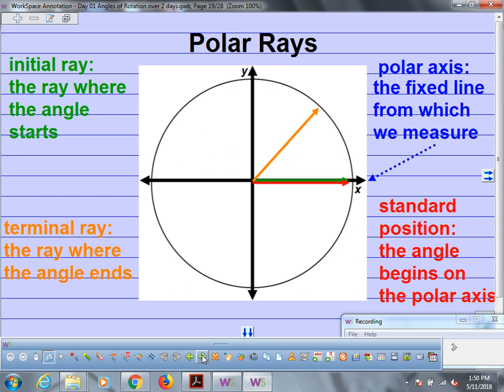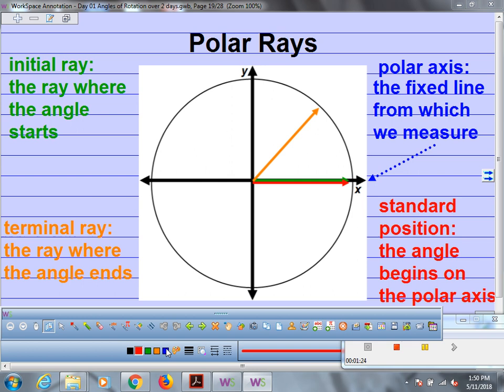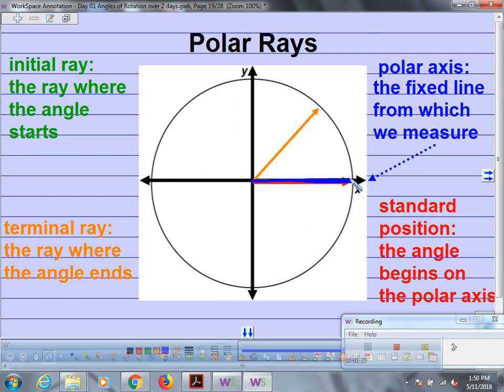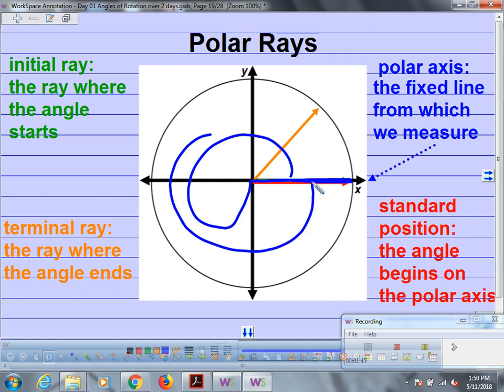All right, so we have our polar axis. Remember I told you I was going to find out whether our polar axis was all the way across or just here? It is just here. Here's our polar axis right there. It's a fixed line from which we measure. We always start here. Whether we're going in the positive direction or the negative direction, we always start at our polar axis. Okay?